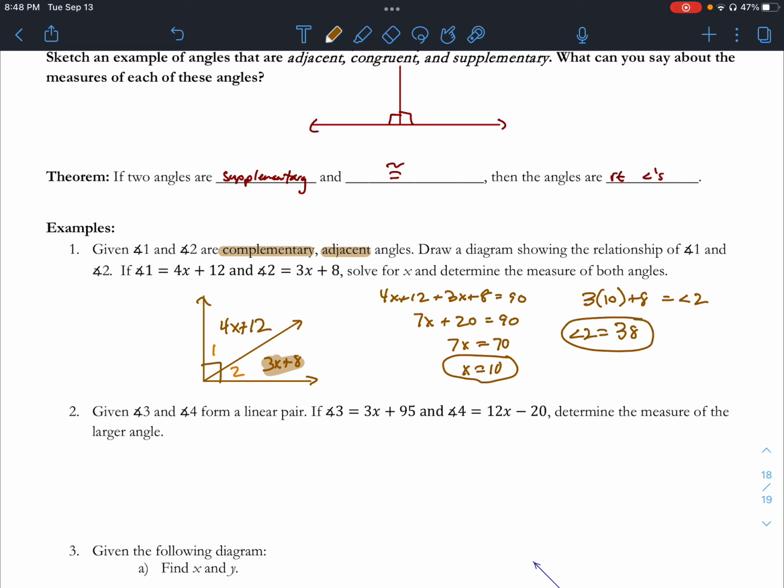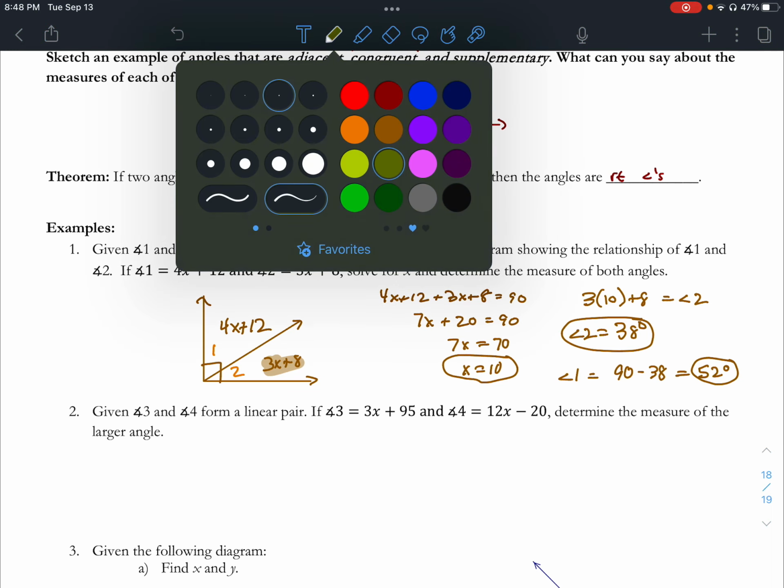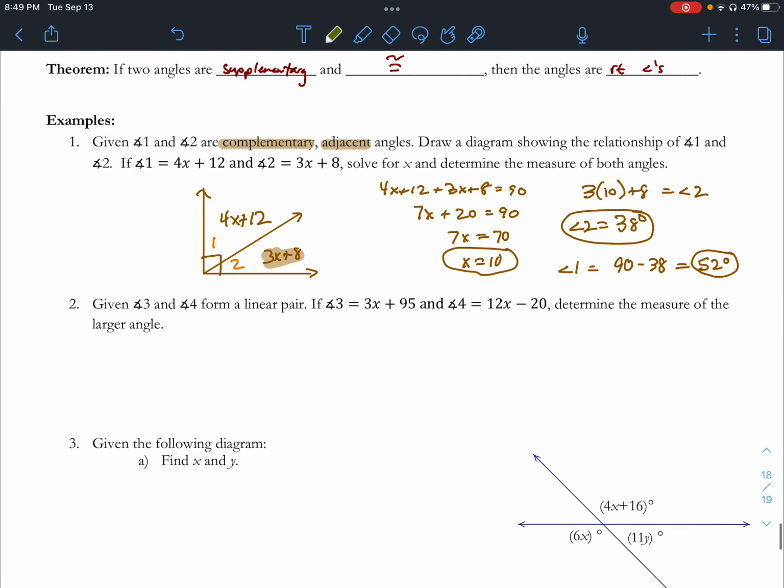And then again, if you want to plug in an x for the other one, you're more than welcome to. But really, angle 1, if they're complementary, means that it's 90 minus whatever I have right now, which should end up to be 52 degrees. So again, we've done problems similar to this already, just kind of adding more verbiage and vocabulary to them.